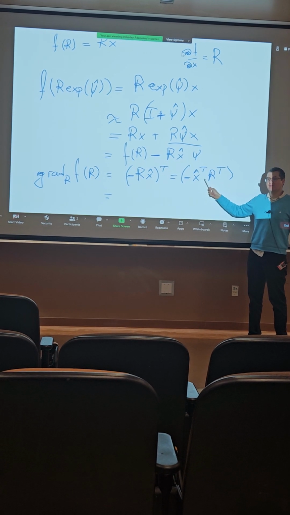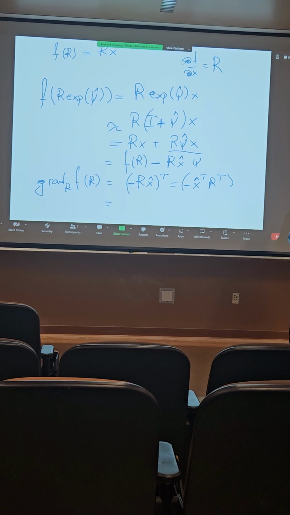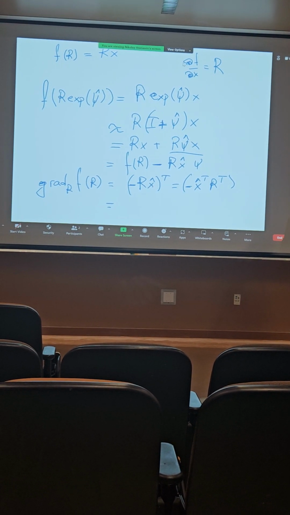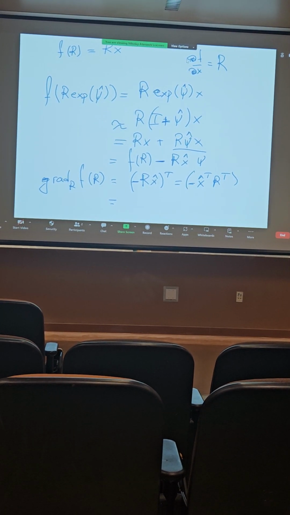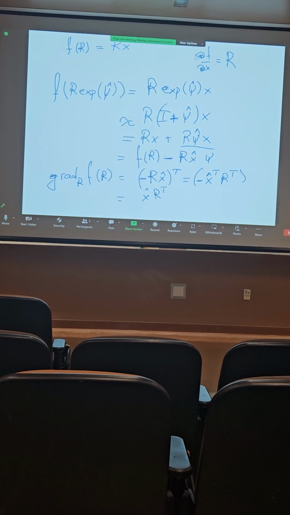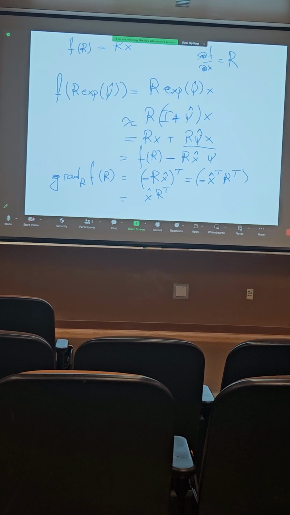What's the transpose of x hat? Yeah, and the transpose of x hat is minus x hat. Why is that? It's skew symmetric, yes. Okay, good. So the minus and the transpose go away, so we're left with x hat R transpose. Yes. Okay, so this is the gradient.